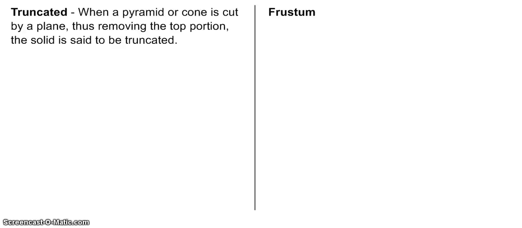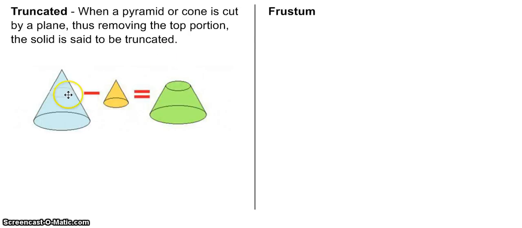The 2 last vocabulary terms we need to know about solids have to do with slicing or cutting a solid that we've already talked about. The 2 terms are truncated and frustum. First, when a pyramid or cone is cut by a plane, thus removing the top portion, the solid is said to be truncated.